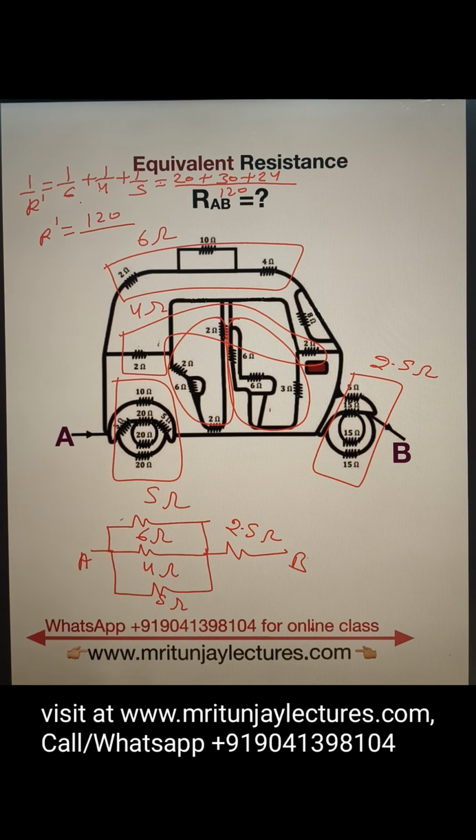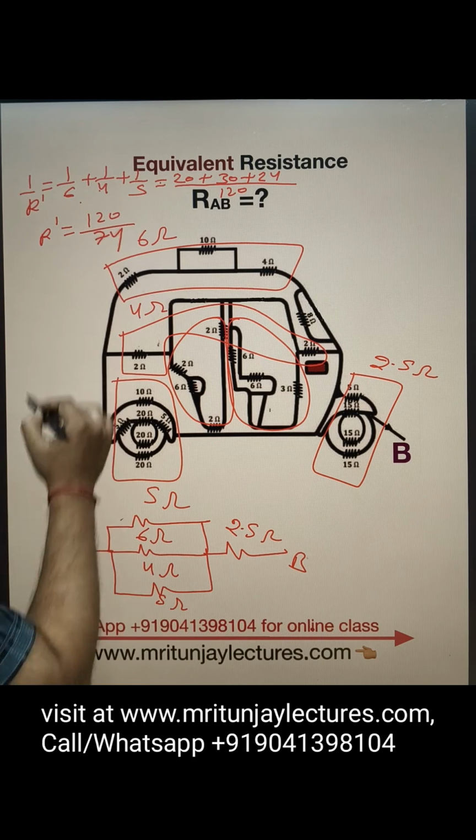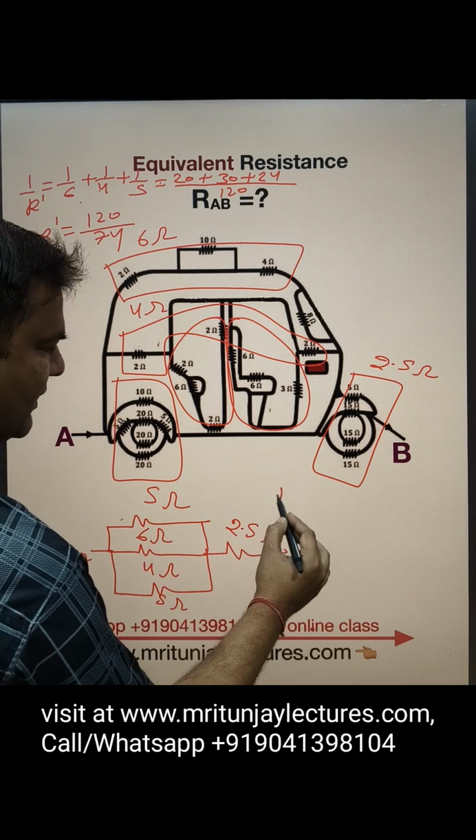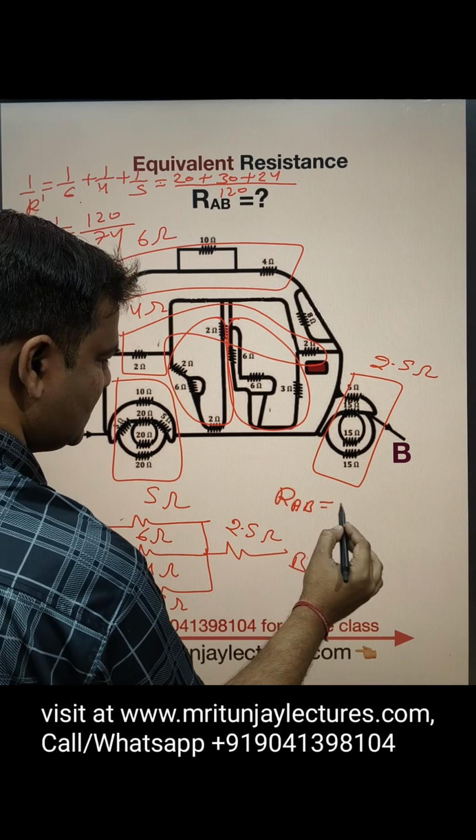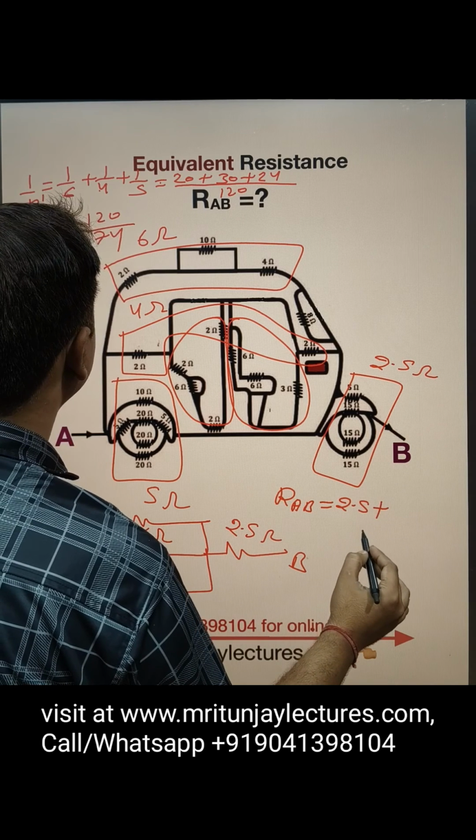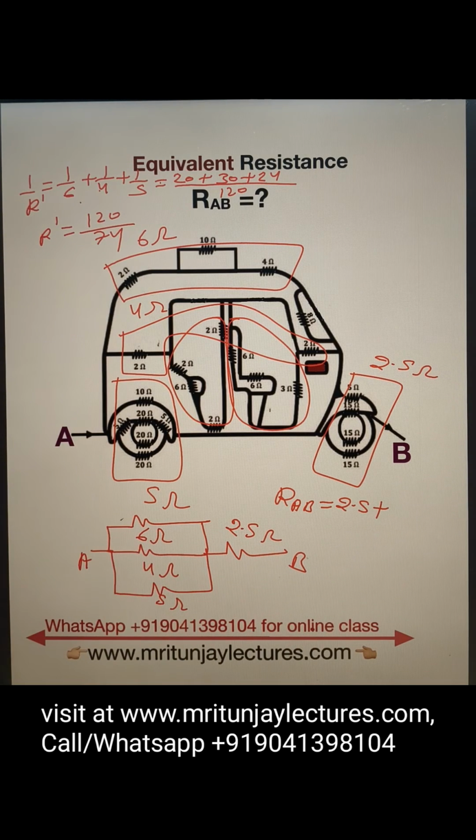50 plus 20, 70, 74. Okay, so R of AB is how much? 2.5 plus 120 divided by 74. You can use the help of a calculator. What about that value?